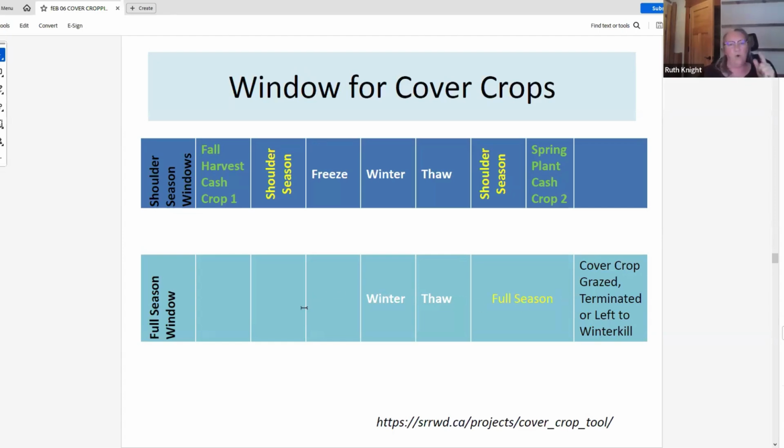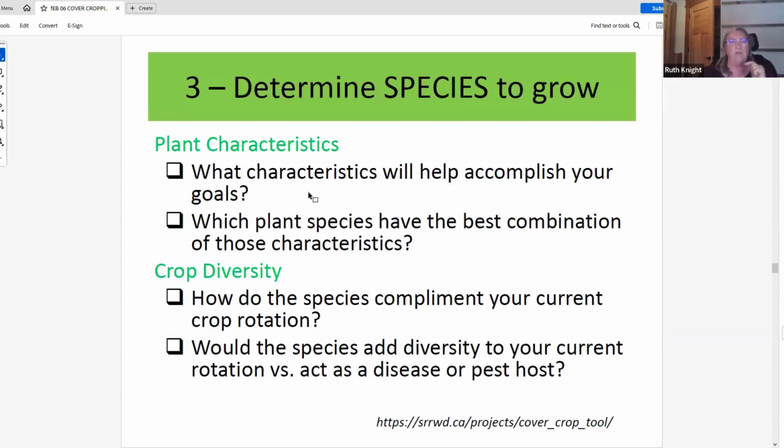So now we've got our goal and our window. How do we determine which species to grow? This is based on the plant characteristics. The characteristics will help you accomplish your goal, and which plant species have the best combination of those characteristics.